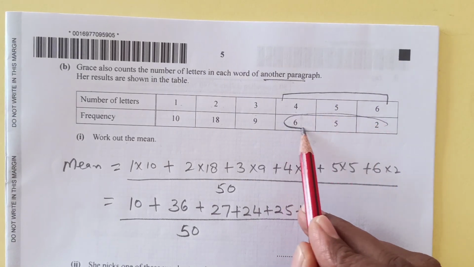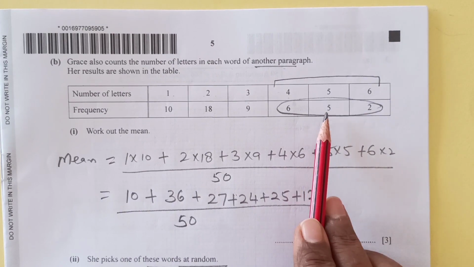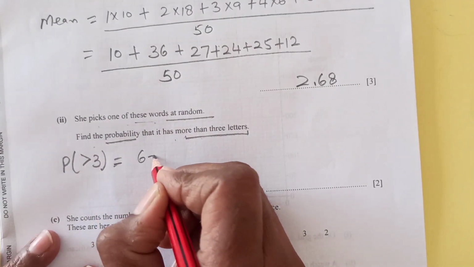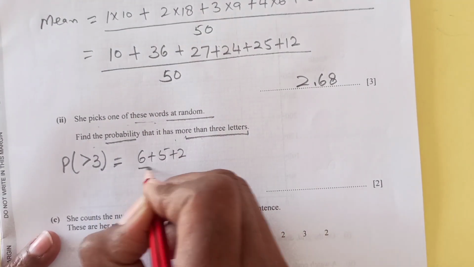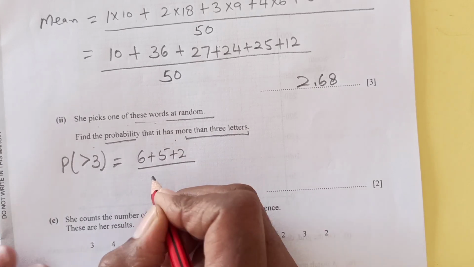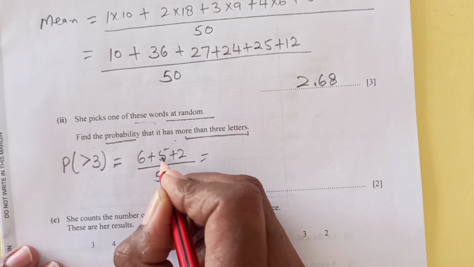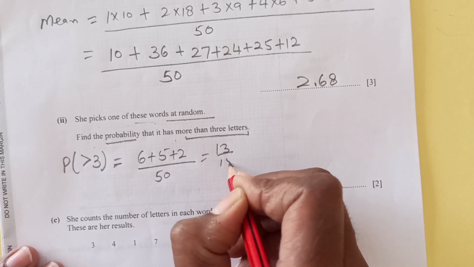So this is the frequency that we are going to add. 6 plus 5 plus 2 divided by 50. 13 over 50.